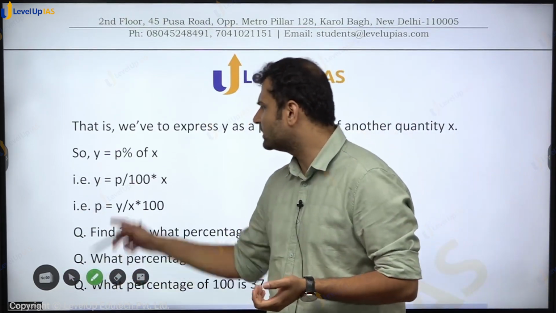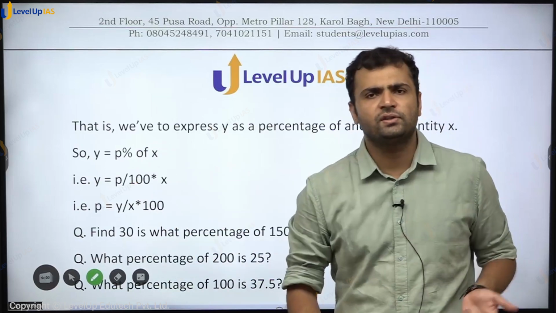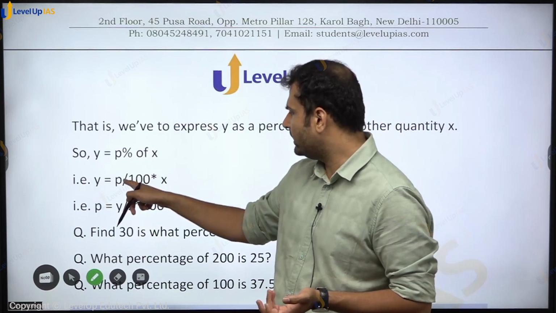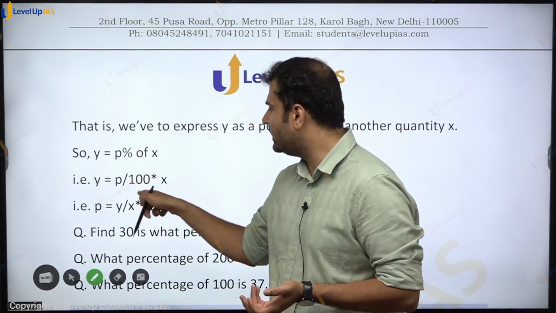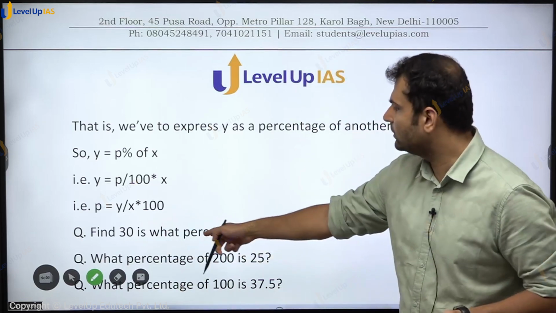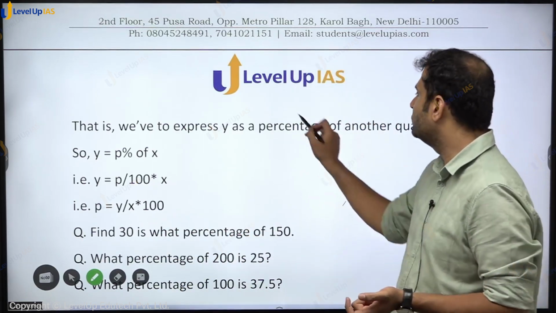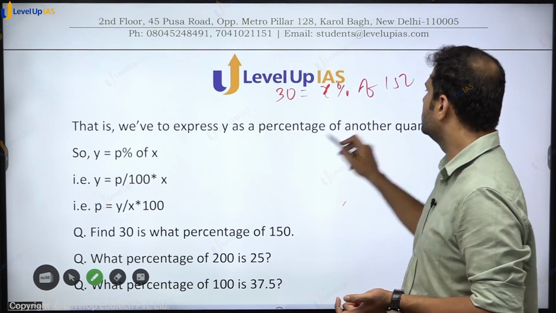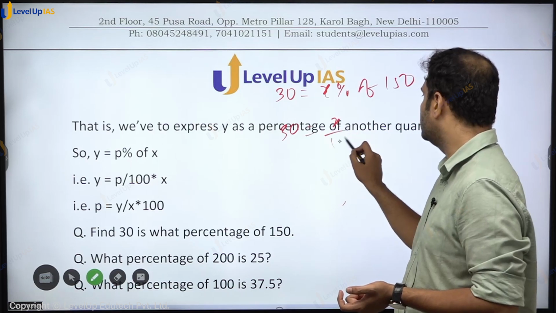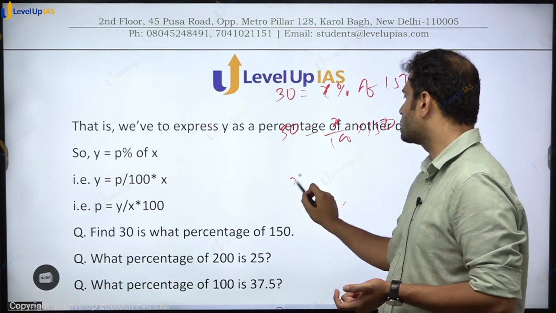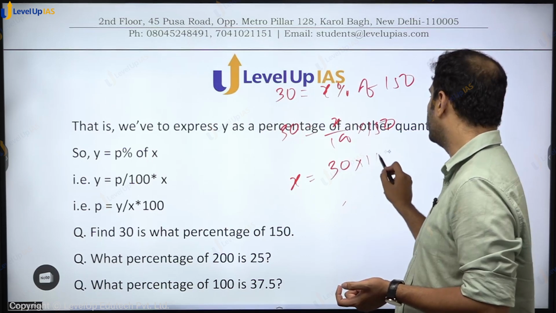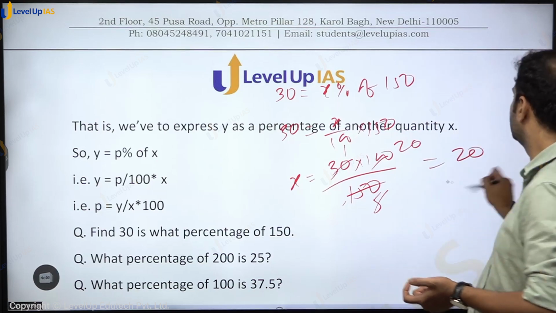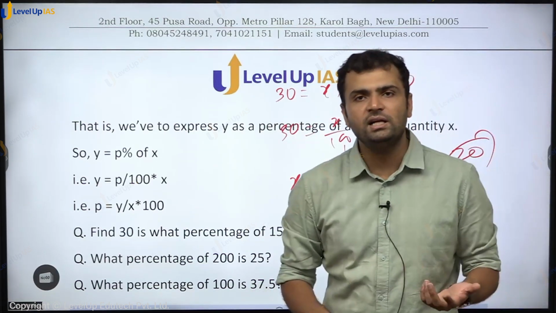So what will we say, as always, let y is equal to p% of x and we just want the value of p. So y is equal to p by 100 into x, or then p is equal to y divided by x into 100. So for example, take this question: find 30 is what percentage of 150. We'll assume that 30 is equal to some x percent of 150. So 30 is equal to x by 100 into 150. So x is equal to 30 into 100 divided by 150, which is 20. So 30 is 20% of 150.